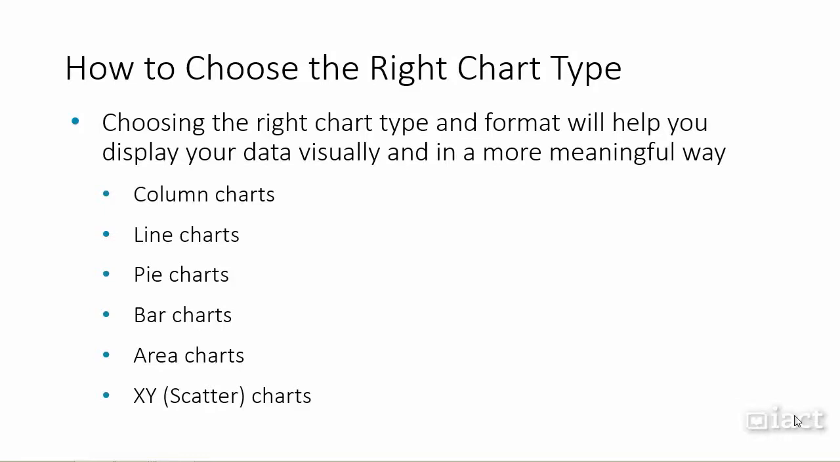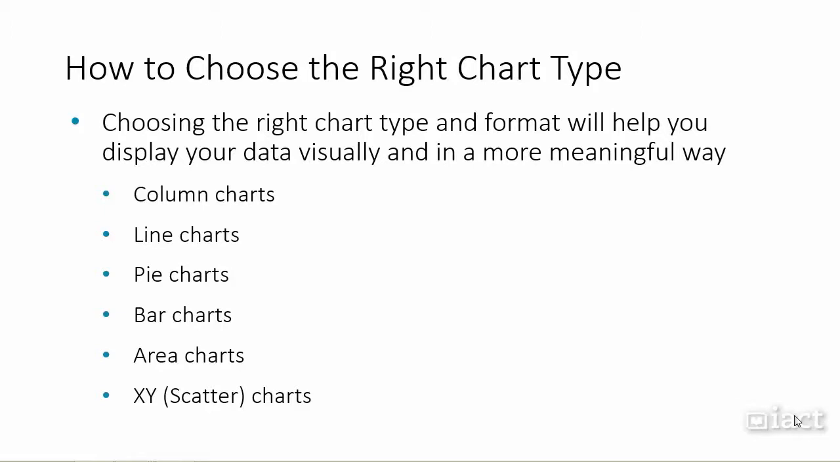So what I'd like to do in this session is go through the different types of chart and just give you a quick brief introduction to each of them. Choosing the right type of chart and format will obviously help display your data more visually and in a more meaningful way. The different types of charts that we have in Excel are column, line, pie, bar, area and scatter. So I'd like to go through a couple of these and just give you a quick rundown as to what type of data best suits that type of chart.